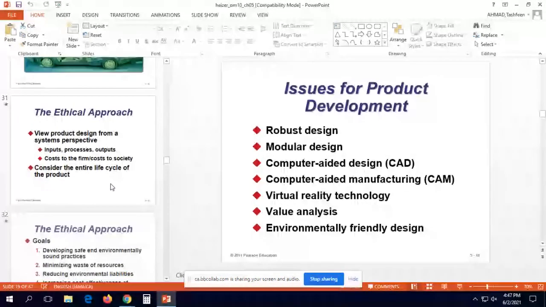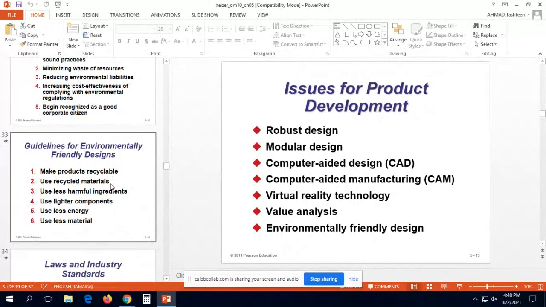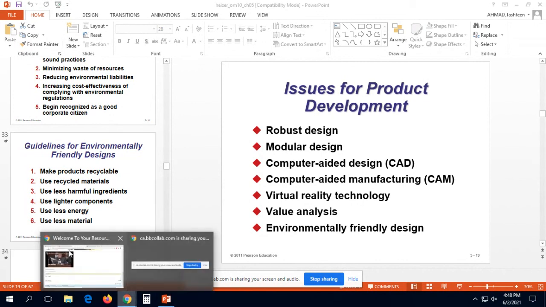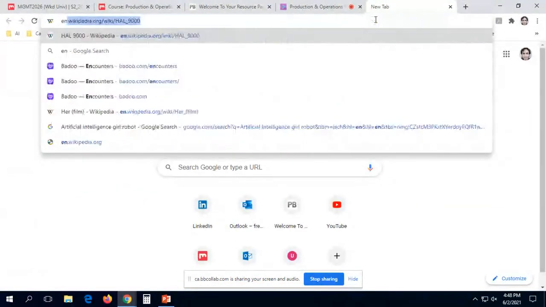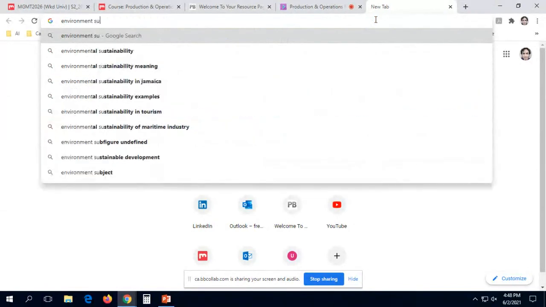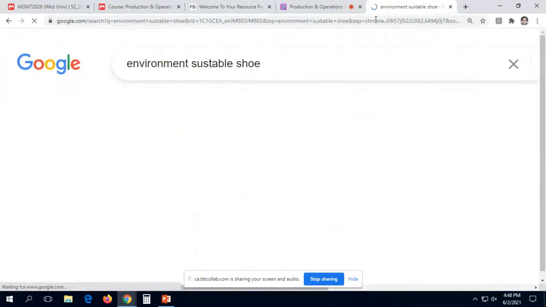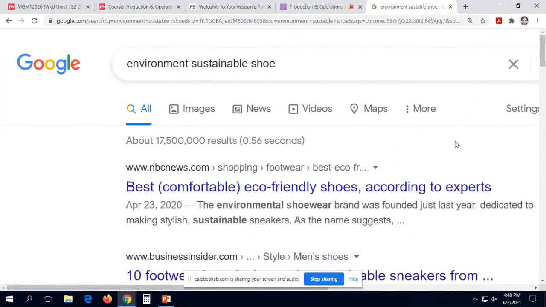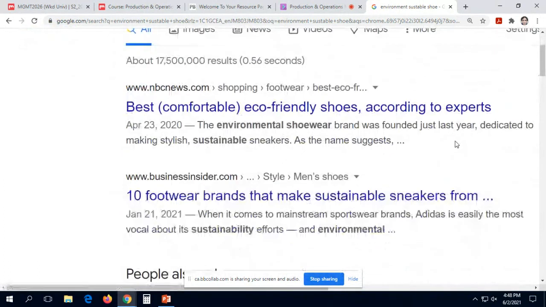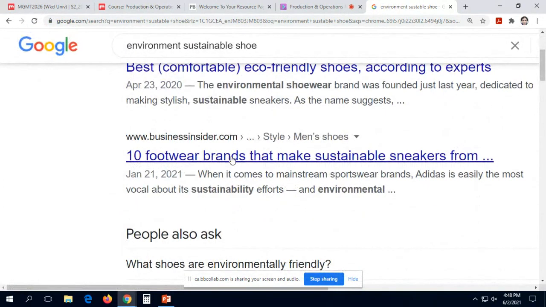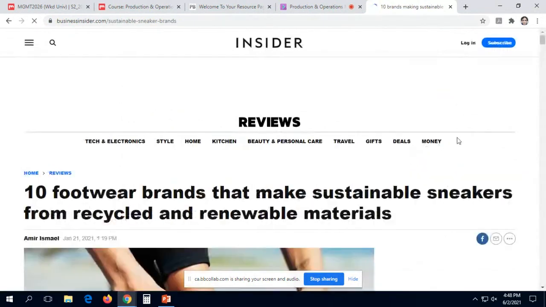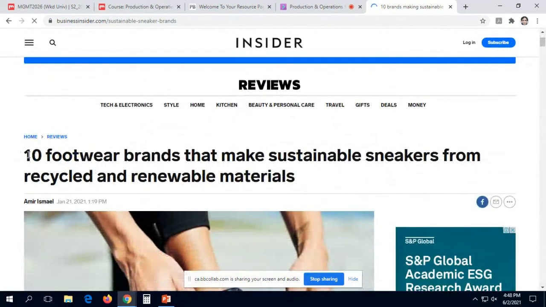Ethics, environment, we spoke a little bit on that. Of course, there are so many things which you can think about in environment. Just run a Google search: environment, sustainability, product designs, and then type anything, like, for example, shoes. Let's do it now. Environment, sustainable shoe, for example. Yeah, so: 10 footwear brands that make sustainable sneakers. Look at this. And this is very new.